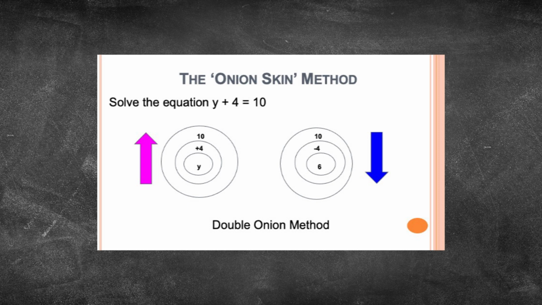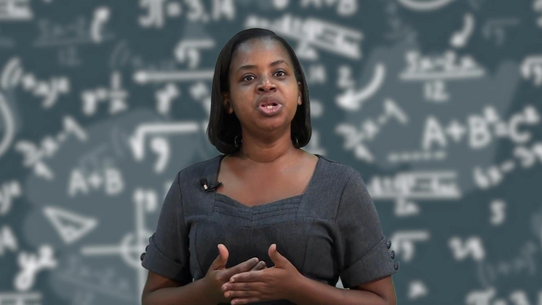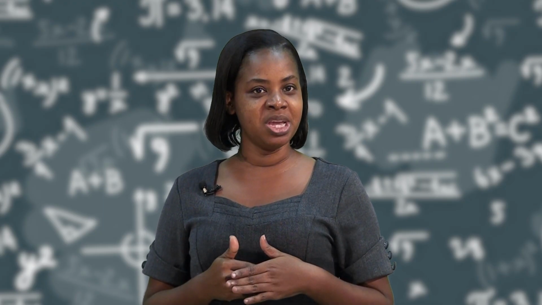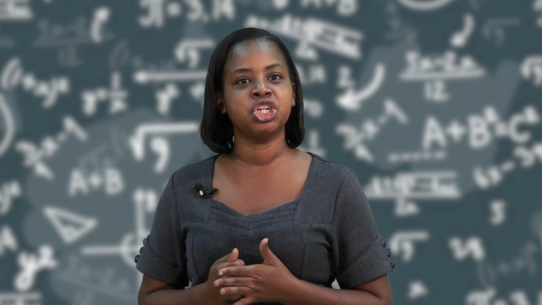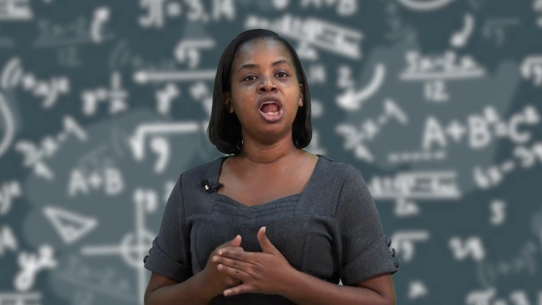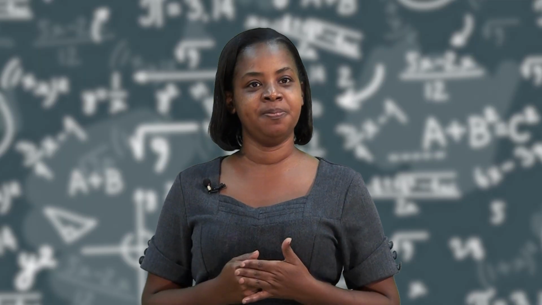Let's say that the equation you want to solve is y plus 4 is equal to 10. To begin, place the variable at the center of the onion and build skins outwards from the variable. You will need a skin for each term in the equation. Please remember to place the operation that comes before a term along with the term in the onion.